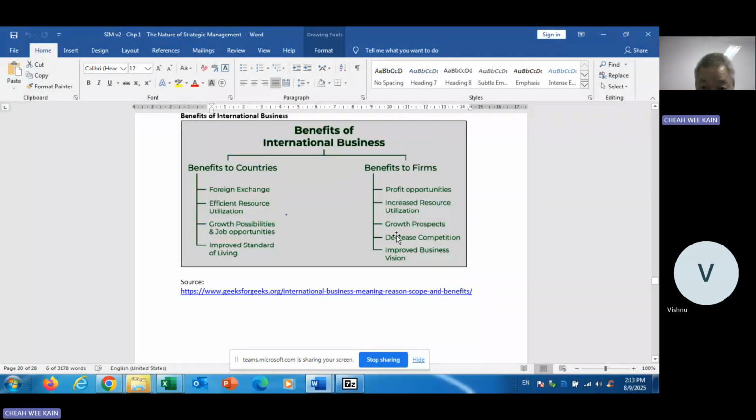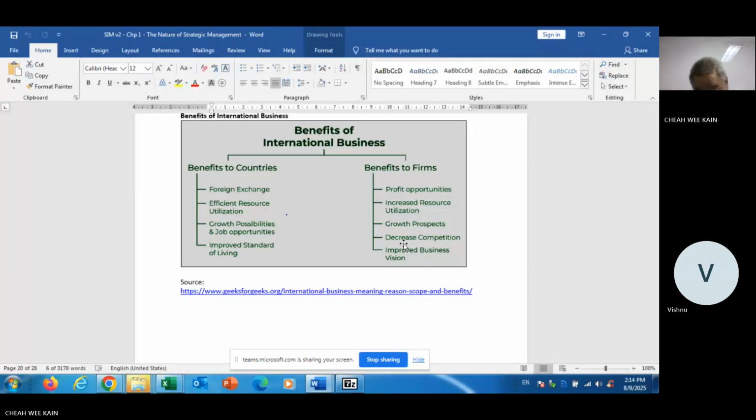Okay, growth prospect done. Decrease competition. When we go global, our market becomes bigger. We don't have to worry about such fierce competition in Malaysia. In Malaysia, competition may be very fierce. Let's say you're making mineral water, and many people are making it. But if you go to Saudi Arabia, not many people are making mineral water. So it decreases competition, and maybe you can survive in Saudi Arabia.